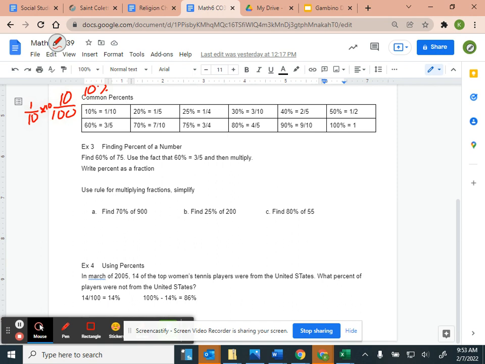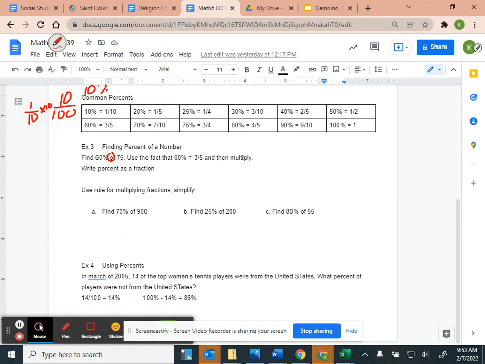Finding percent of a number. Find 60% of 75. What does the "of" mean when we're doing operations, Anthony? Multiply. We talked about that in the last chapter. That "of" means to multiply. So we're going to multiply 60% by 75.